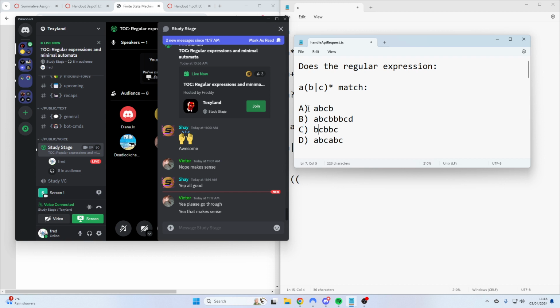Okay, C. We need to start with this A. We kind of have a pointer right now. Let's imagine we have a pointer. It's pointing at the A right now.